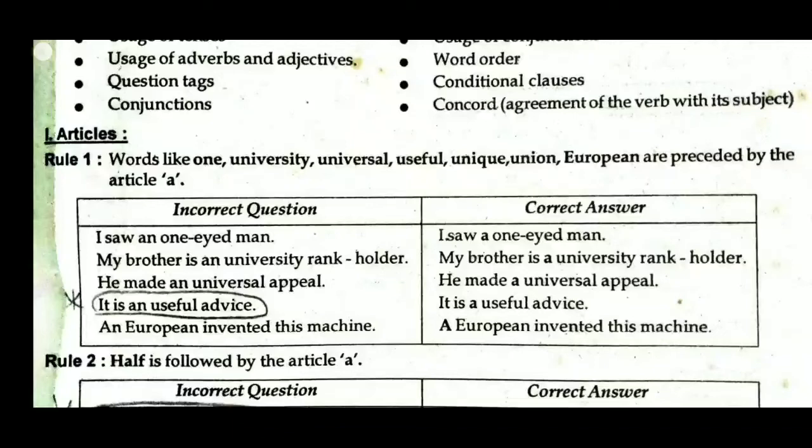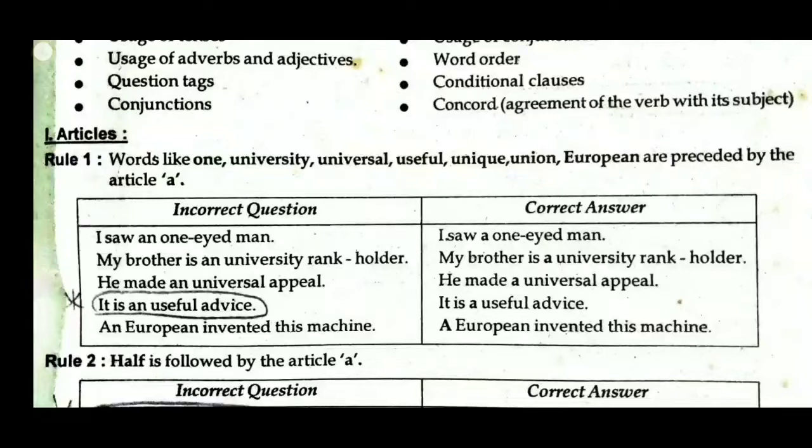Incorrect question: I saw an one-eyed man. So what's the error in this sentence? I saw an one-eyed man. The error is whenever you have one, that should be preceded by a, not an. So the correct answer is I saw a one-eyed man.